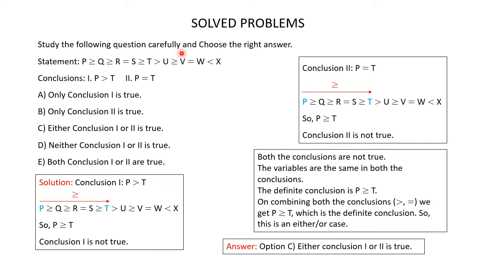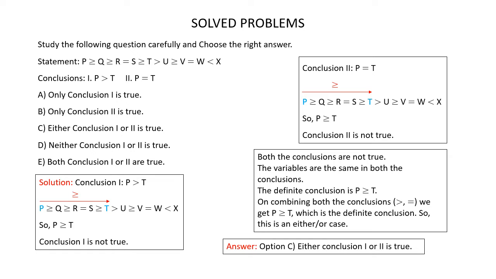Study the following question carefully and choose the right answer. The given statement is P ≥ Q ≥ R = S ≥ T > U ≥ V = W < X. The given conclusions are: Conclusion 1, P > T. Conclusion 2, P = T. We are given 5 options here and you have to find out which of these options is the correct one.